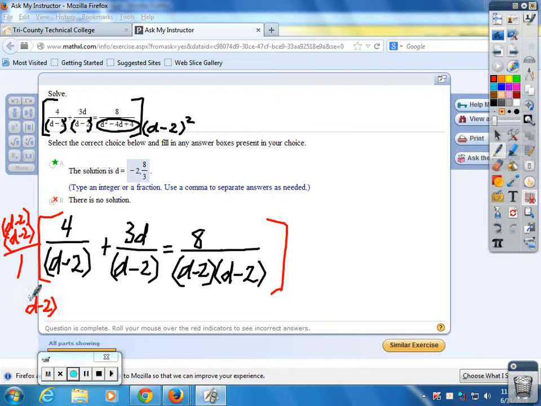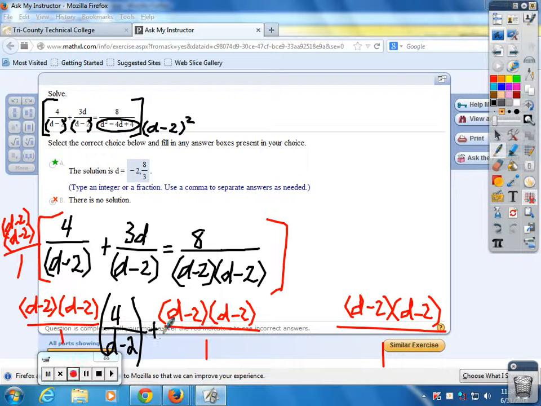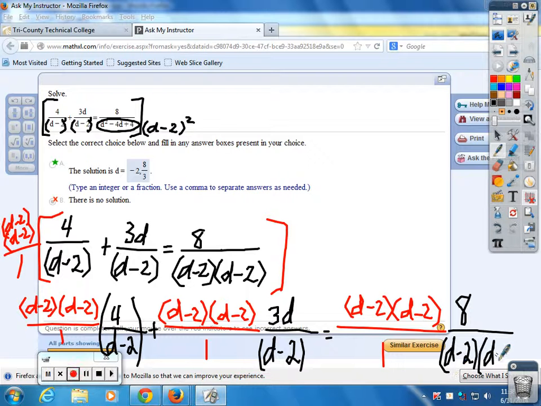So I'm going to do it right now. D minus 2 times D minus 2 over 1. Now I'm going to rewrite my problem. 4 over D minus 2 plus 3D over D minus 2 equals 8 over D minus 2 times D minus 2.